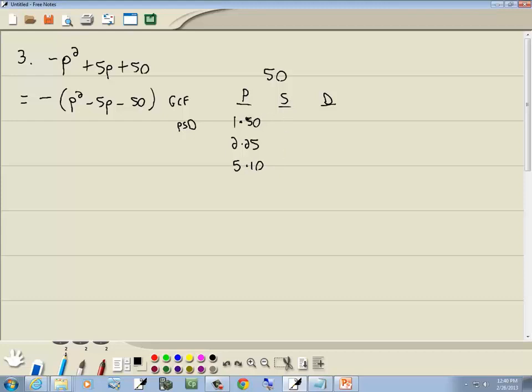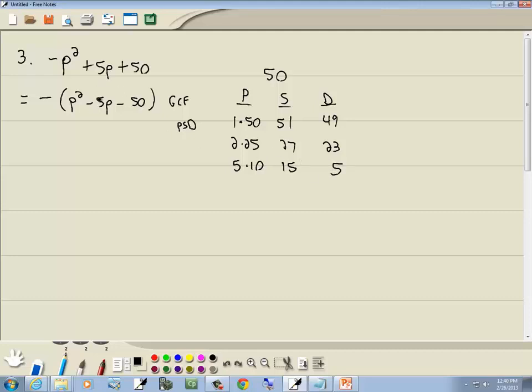Now we're going to add them together. That's the S column. 1 plus 50 is 51. 2 plus 25 is 27. 5 plus 10 is 15. In the difference column, we'll subtract them. 50 minus 1 is 49. 25 minus 2 is 23. 10 minus 5 is 5.